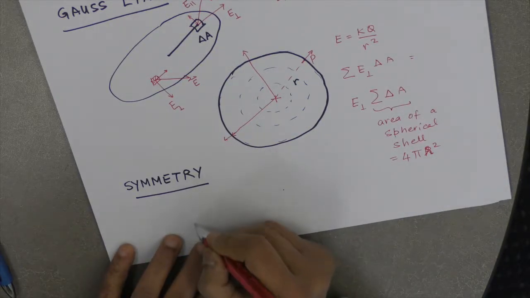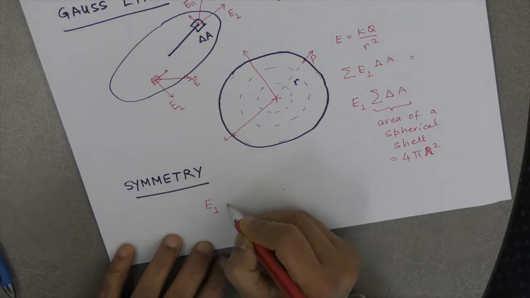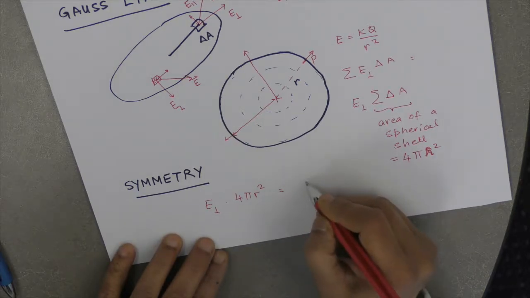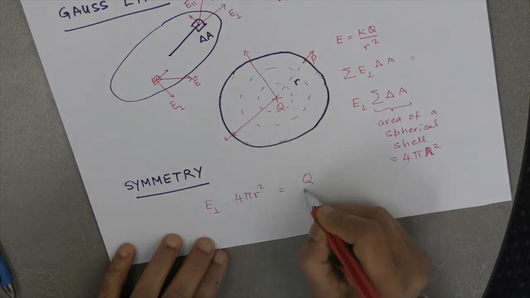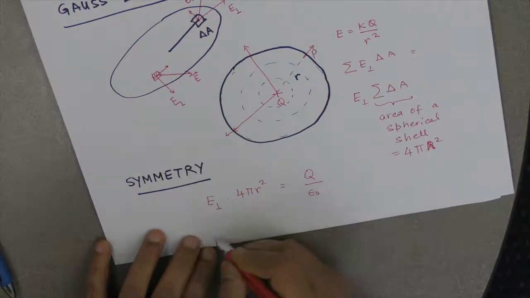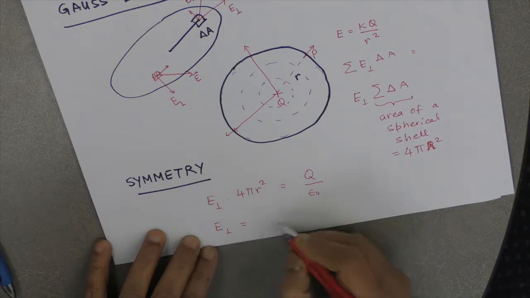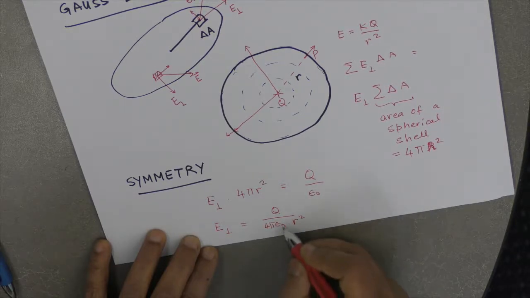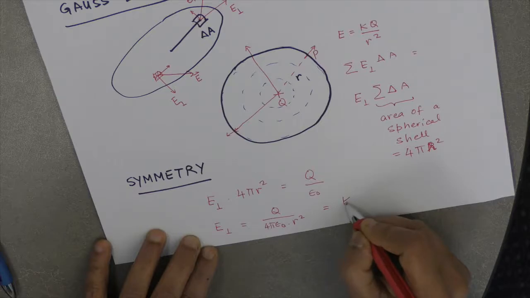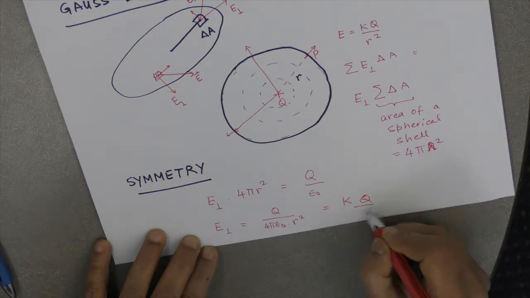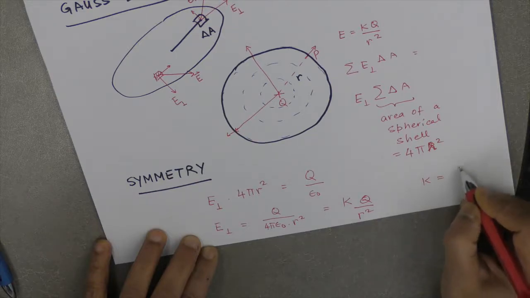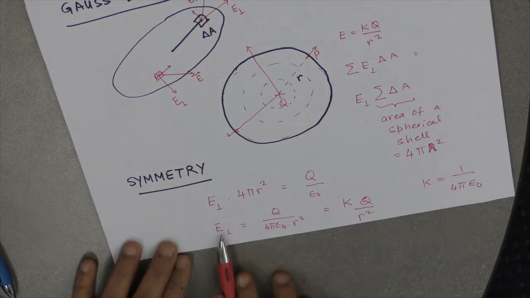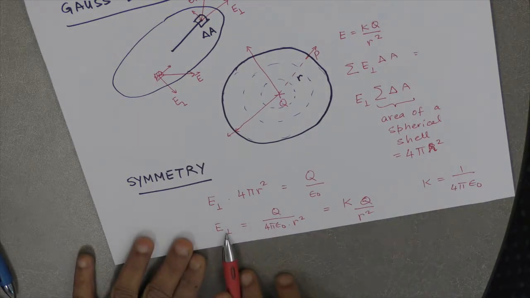So from Gauss's law, what we get now is E perp times 4 pi r square is the charge enclosed, which is the whole charge q here, divided by epsilon naught. That gives us E perp is equal to q over 4 pi epsilon naught times r square. This is nothing but our familiar constant k, q over r square, and k is equal to 1 over 4 pi epsilon 0. So that's how we can very quickly get the electric field for a point charge.